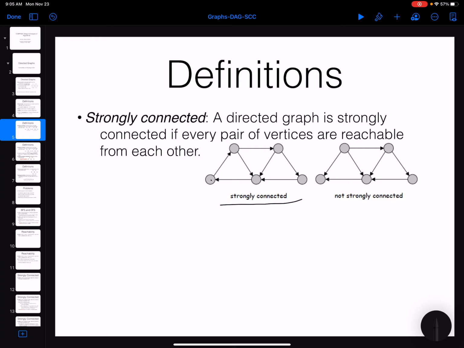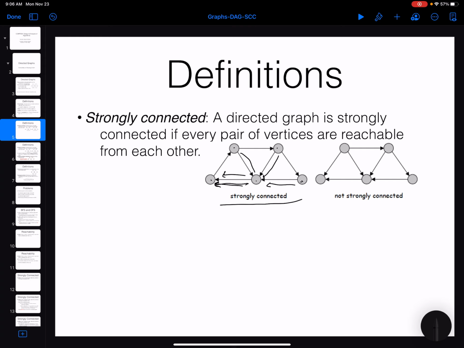For example, from this node, you can reach this node, this node, this node, this node. And from this node, you can reach back to this node. From this node, you can reach this node. From this node, you can reach this node. So for all of the pairs of nodes, both sides of the pair are reachable from each other.